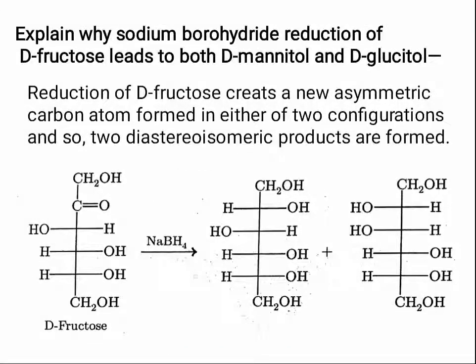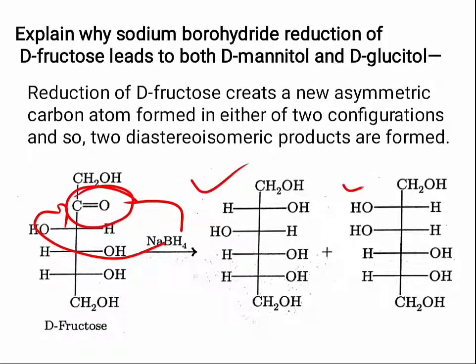Explain why sodium borohydride reduction of D-fructose leads to both D-mannitol and D-glucitol. Reduction of D-fructose creates a new asymmetric carbon atom formed in either of two configurations, and so two diastereomeric products are formed, which I have just told you, that sodium borohydride can attack from this side or this side. As this is a new asymmetric carbon, it can give two diastereomers, this one and this one.